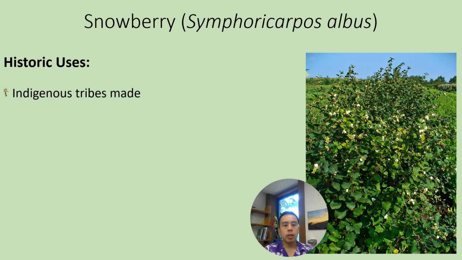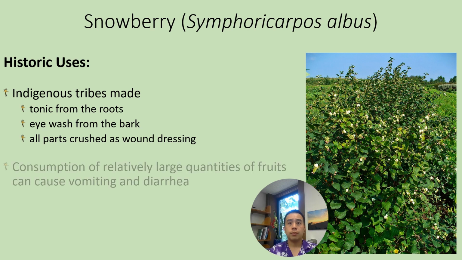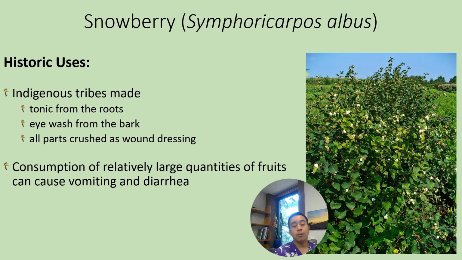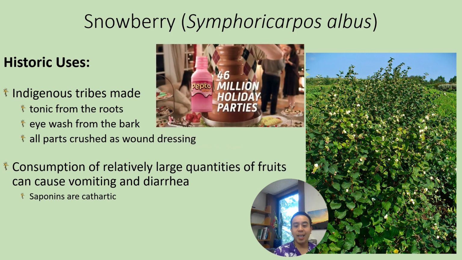Symphoricarpos albus historically was used by indigenous tribes to make tonics from the roots, and also eyewash from the bark, and all parts were crushed to use to treat wounds. Consumption of large quantities of this fruit can often cause vomiting and diarrhea because the saponins in the plant are what we call cathartic, which means they cause digestive movement, and so you may need some Pepto.